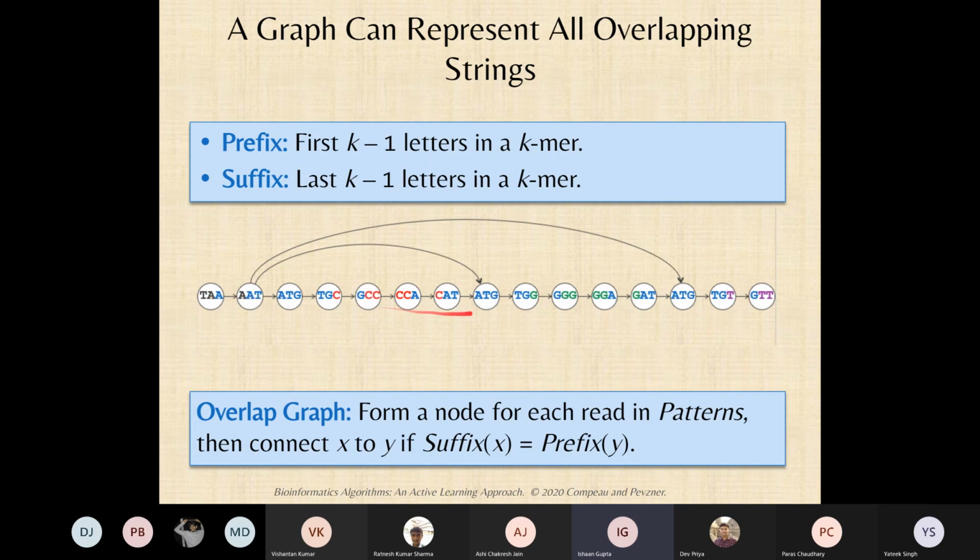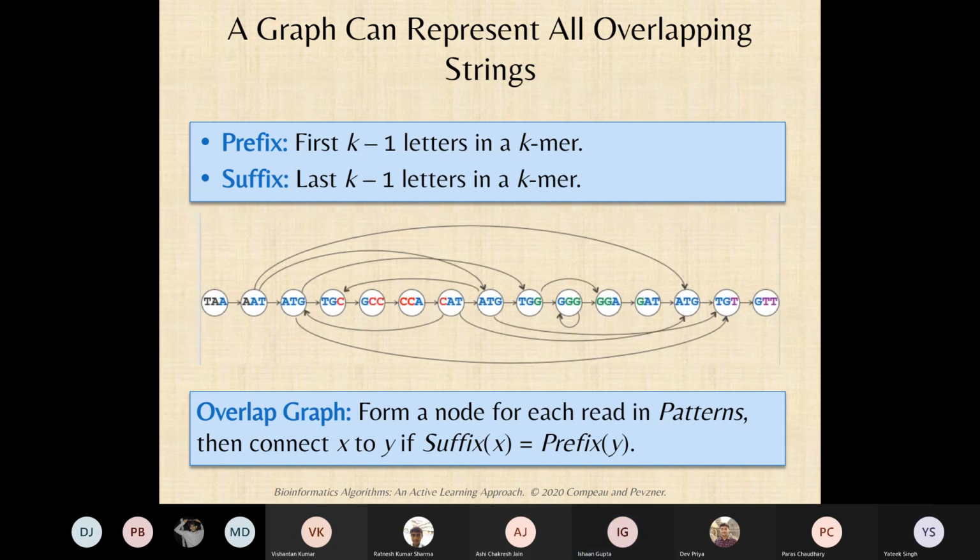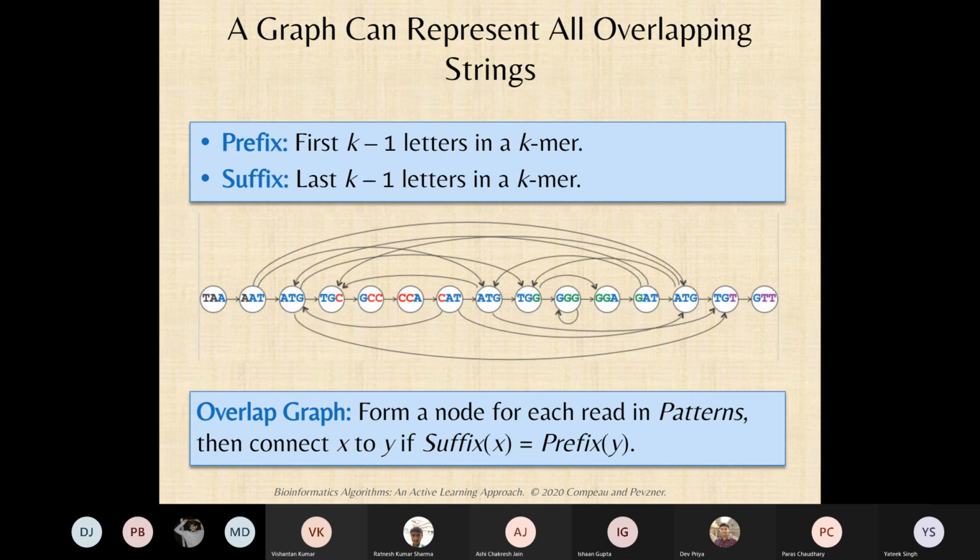So you have a graph like this. Now you have a connection like this, but you also connect AAT with ATG. So you have to connect this as well, right? You also have to connect it with the other ATG, right? Like this. When you start to connect, the graph becomes kind of complicated. Okay, is this clear?